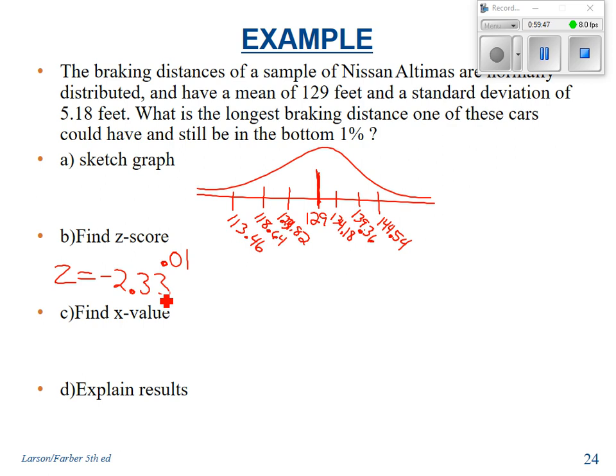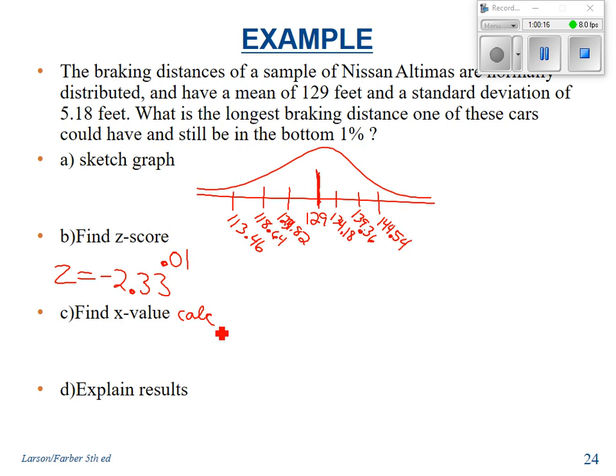How are we going to find the x score? How many feet is that? Because if I tell you your Altima has to be negative 2.33 to be considered good, that's not going to make sense to anybody. We want to know how far it's actually going to take for it to stop. How can we find that? We could use the formula. Do we want to use the formula?